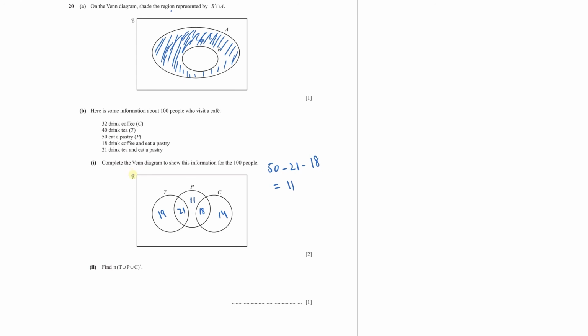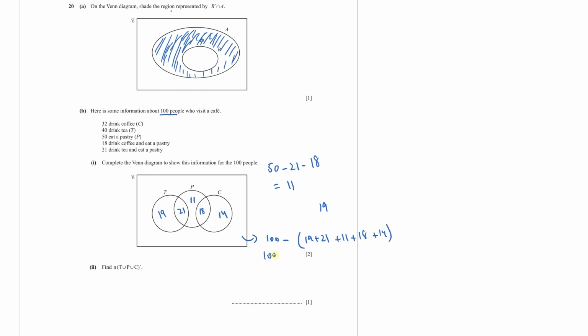And then, the total number of people is 100. So if you add them all together, 19 plus 21 will be 40. And then 40 plus 11 will be 51. So this region here will be 100 minus the number of people that we have already listed here in these sets. So minus 19 plus 21 plus 11 plus 18 plus 14. So 19 plus 21 plus 11 plus 18 plus 14 will be 83.